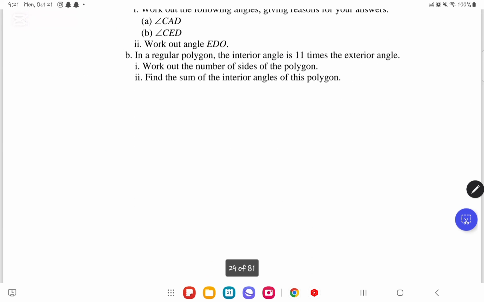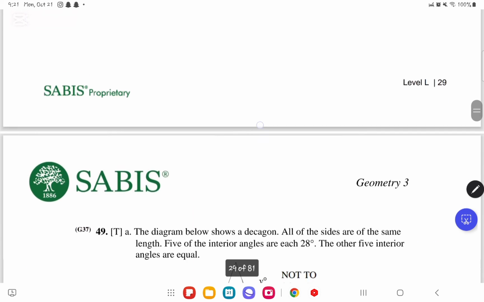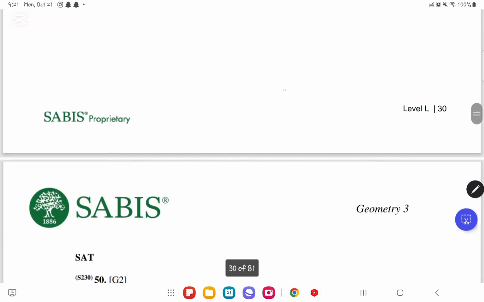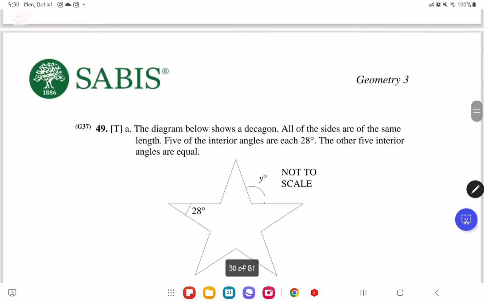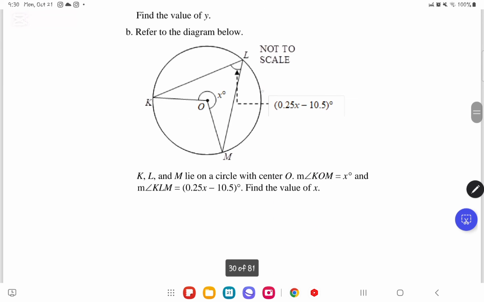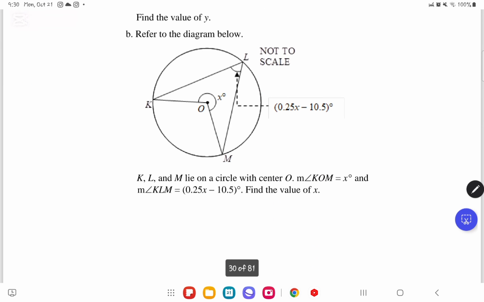Now part B. In a regular polygon, the interior angle is 11 times the exterior angle. I do not think this is coming, so I'm going to skip part B because it's about something we did in grade 7. So now we have 2 more questions and then we will go to the grid. This is the same as the one above, we don't have it.